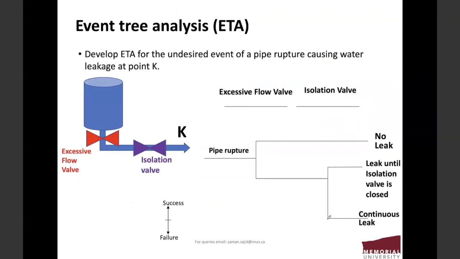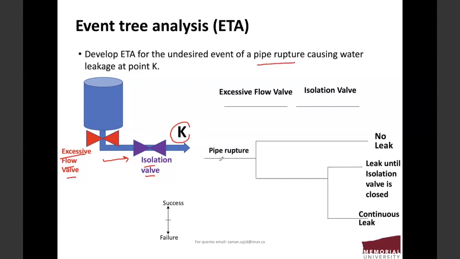It is saying: develop event tree analysis for the undesired event of a pipe rupture causing water leakage at point K. So let's understand the system here. This is my water tank. This is my first valve, which is the excessive flow valve. The water is going to the next valve, which is the isolation valve. And I'm looking to find out, at point K, the undesirable event of the pipe rupture.